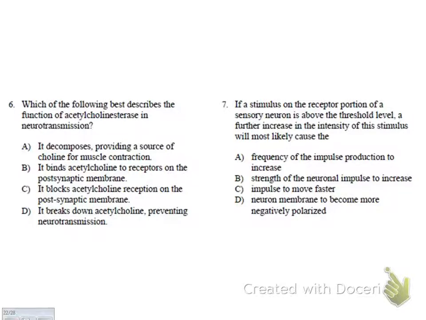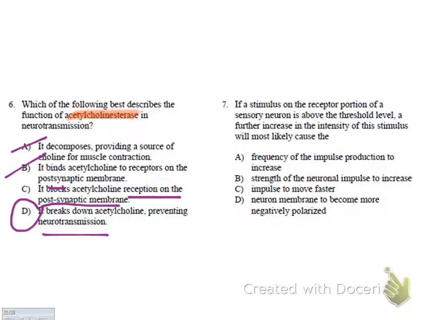Okay, so this first question says, what is the function of acetylcholinesterase? Okay, well, we know it's an enzyme because of the ACE, and it says acetylcholine. Well, what this enzyme does is it breaks down acetylcholine, preventing neurotransmission. Looking at 6, you should have been able to identify that A and B were not the correct answers. C, I think, is a pretty good choice. It says it blocks acetylcholine. It doesn't block it, it breaks it down, but it does prevent reception on the postsynaptic neuron. So when acetylcholinesterase breaks it down, acetylcholine can't bind because it's broken down.